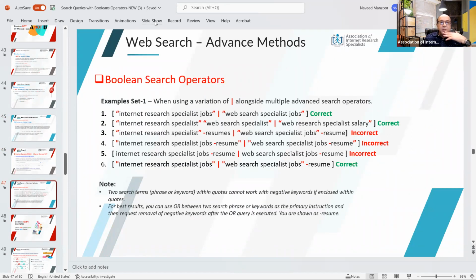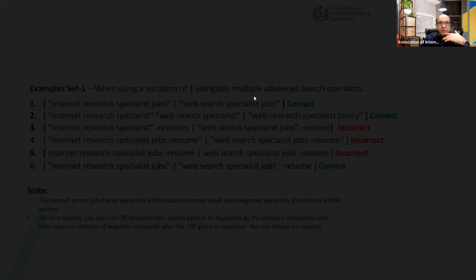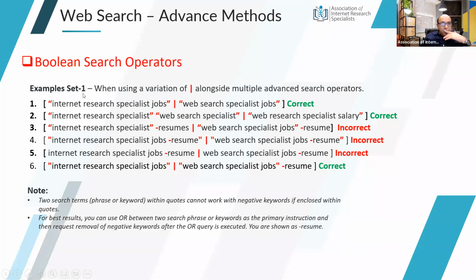Let's look at some of the examples. Here, I think we have used minus signs. And we're going to look at 1 through 6. The first one, okay, internet research jobs, fine, fine, fine. I'm just going to focus on the minus ones. So in 3, you could see that this was one way someone wrote the query, assuming that the minus sign would work fine when you use the OR as an option against the words web search specialist jobs.